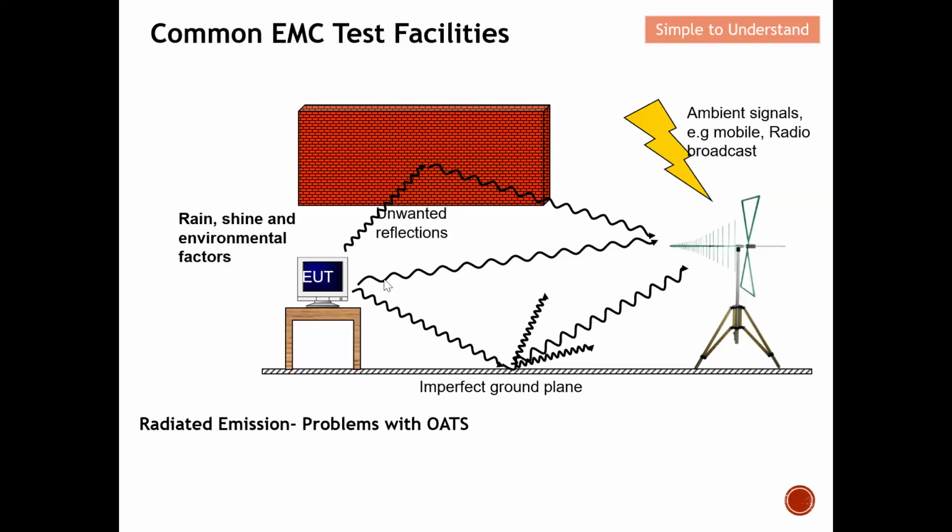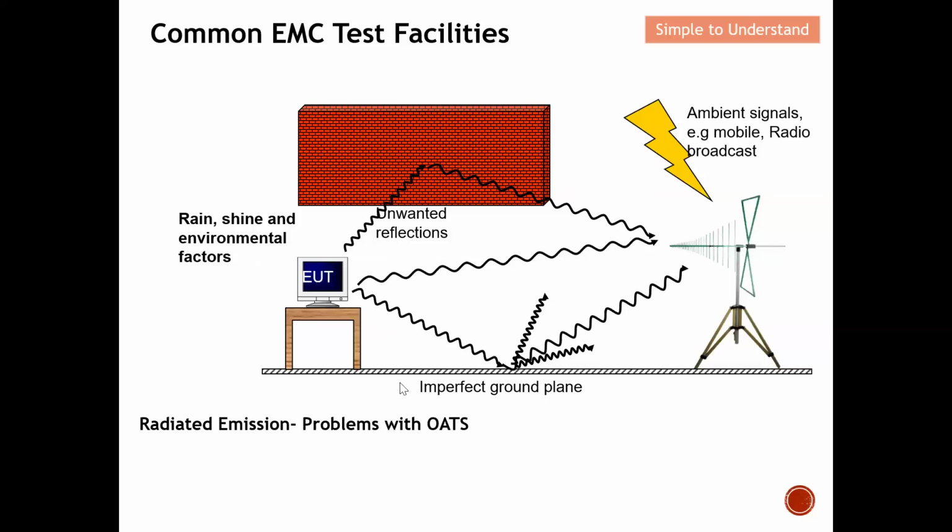We also have another form of reflection from the ground plane. Let's say this is an imperfect ground plane. We have some issue. Again, the signal that is released by the EUT can bounce off the ground plane and finally reach the antenna also. Besides that, for example, we have lots of signal in the ambient. We have mobile signal, we have FM broadcast, etc. All this can be interference to the test and measurement result. So this is the key issue with the open area test site.